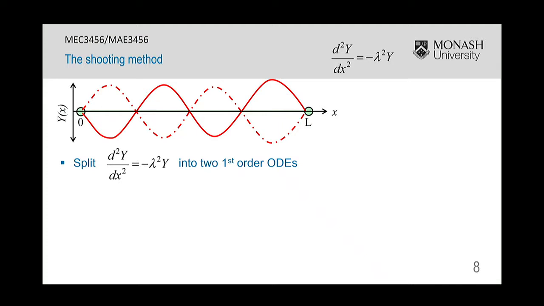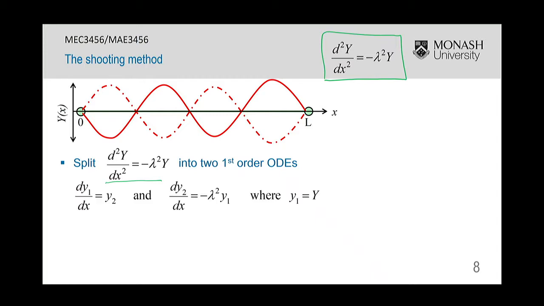So, the equation for the mode shape in our guitar string is given by d squared y dx squared is equal to negative lambda squared y, where the lambda squared are eigenvalues. If we want to try and solve this equation using some kind of ODE integrator, we're going to need to split that equation into two first order ODEs. So let's let dy1 dx equal to y2, and dy2 dx therefore is equal to negative lambda squared y1, where y1 is equal to big Y.